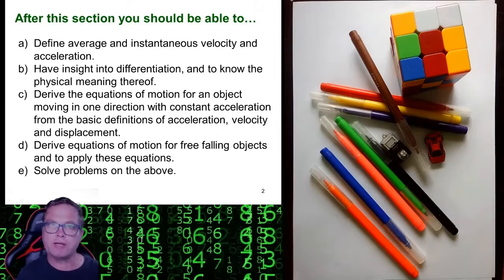But very importantly, we're going to distinguish between instantaneous and average acceleration and velocity. We're going to have insight into differentiation and know how that's a tool that we're going to be using in our work. We're also going to be deriving the equations of motion, finding out where they come from. Then we're going to be looking at deriving equations for objects in free fall. That's to say objects acting under the force of gravity. And then, of course, solving problems on the above concepts.